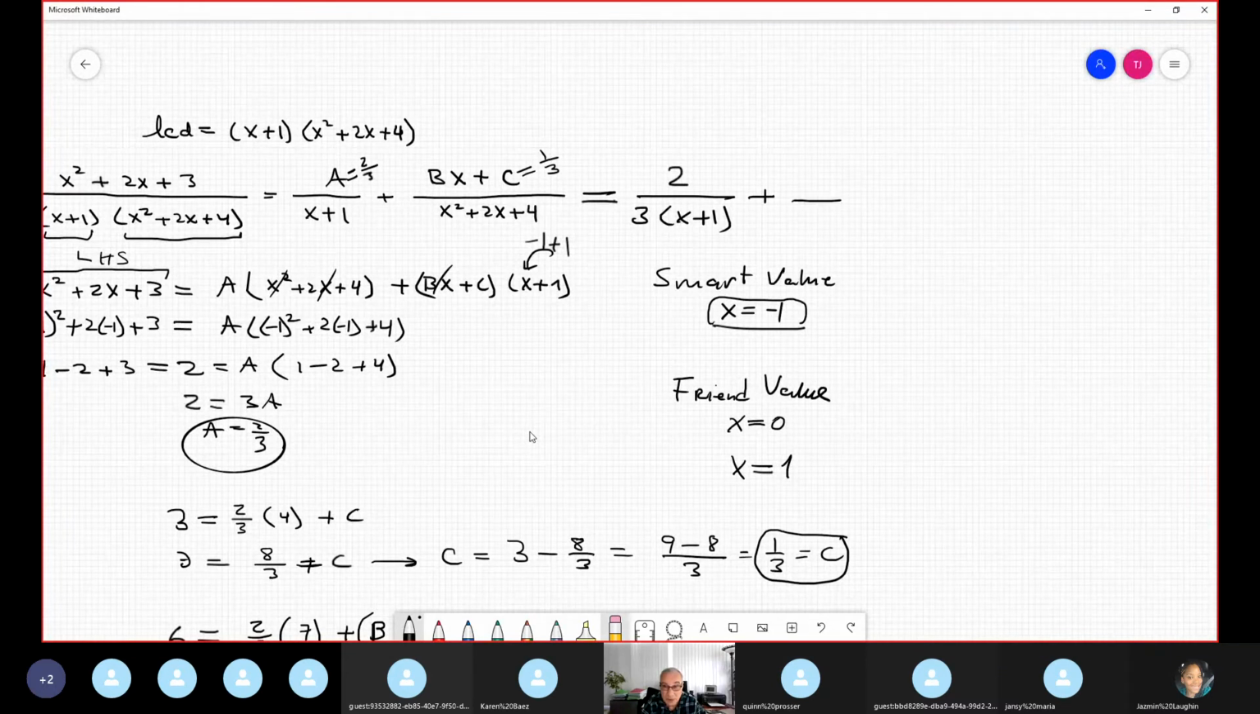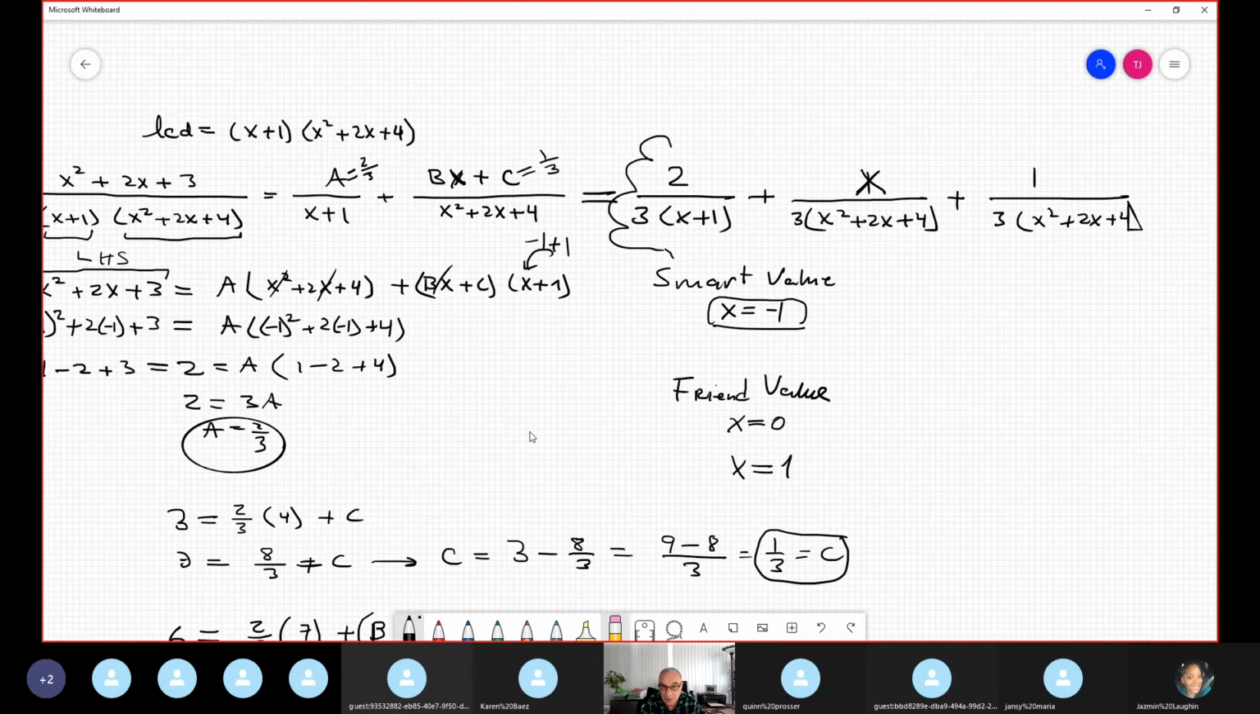So you can separate. You put x squared plus 2x plus 4, 1/3, plus 1/3 again. But wait a second. This is x here, okay, this x. And this is 1, just 1. X squared plus 2x plus 4. And this is the answer that we need in calculus.